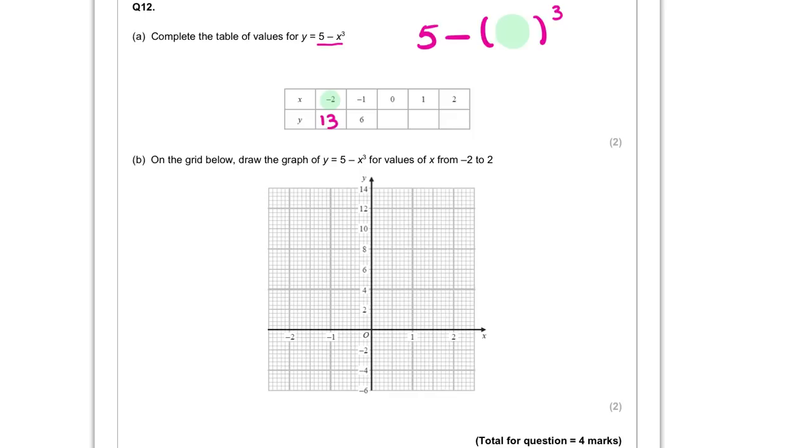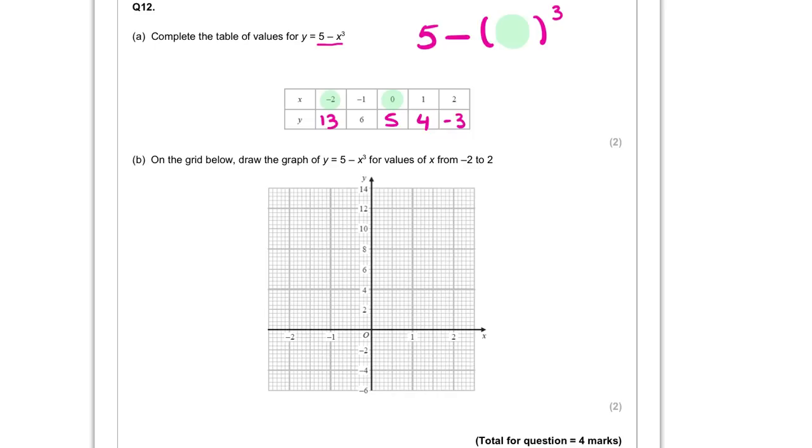Then I'm going to do the same again, but this time inside the bracket, what am I going to put? 0. And I get 5. Going to do the same again, but what am I going to put inside the bracket? 1. I get 4. Do the same again. What am I putting inside the bracket? 2. And then I get minus 3. So this is what I'm getting. Nice and easy. 2 marks. Probably the easiest 2 marks on this paper. Only 2 marks. It's great. But then we get 2 marks again down here.